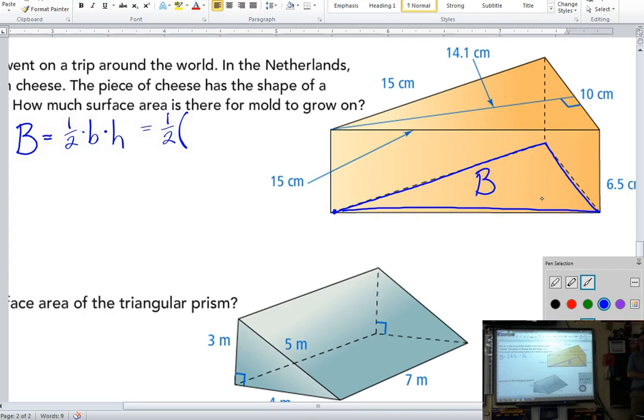Do you see a right angle symbol in my image? Yeah. What two lengths is that right angle symbol connecting? 10 centimeters and 14 centimeters. So this 10 is the base of our triangle because the base has to actually be a triangle edge. And this perpendicular line off of it is little h.